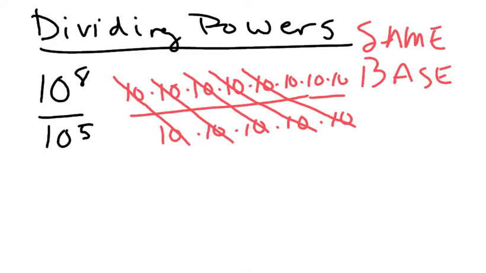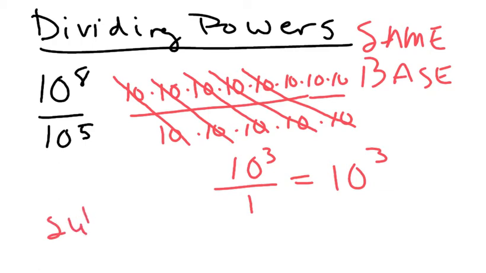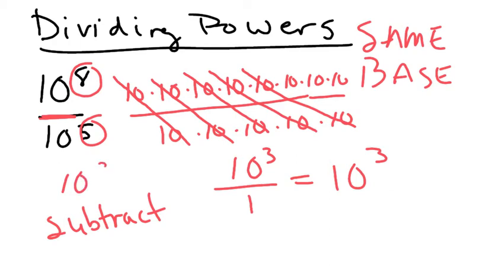10 to the third. Where is it left at? On top. 10 to the third. What's left on the bottom? Nothing, so you have to put a 1. So that's just 10 to the third. Could I have gotten that another way? Sure, I could have subtracted. The shortcut for this one is to subtract. Multiplying powers, the shortcut was add. Dividing powers, the shortcut is subtract. 8 minus 5. 10 to the third.